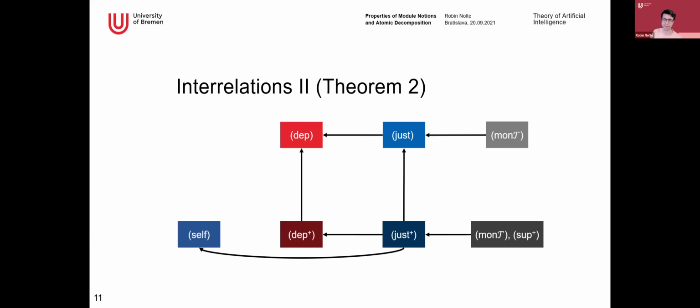So our picture looks like this. If I have a justification preserving or depleting module, then I can also construct a module extraction function that extracts strongly depleting or strongly justification preserving modules. And also if I have any module extraction function, I can construct a module extraction function that is self-contained. So the first property for atomic decomposition, self-containment, can always be guaranteed.